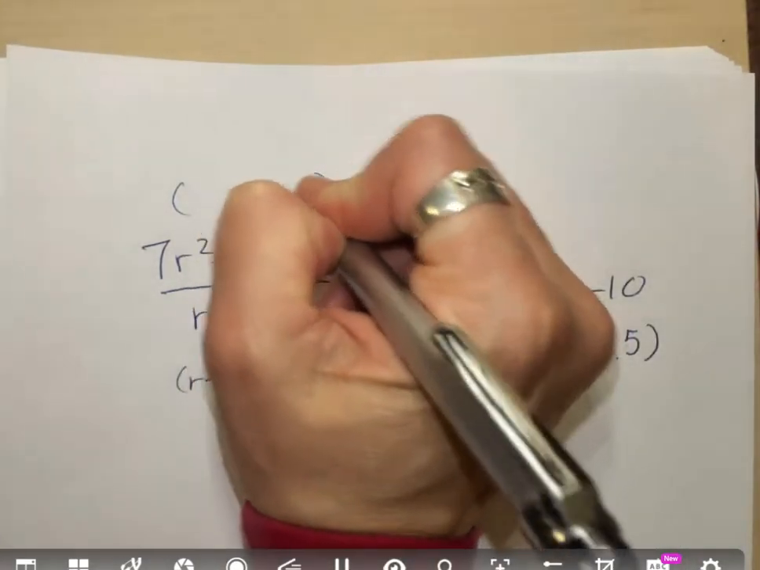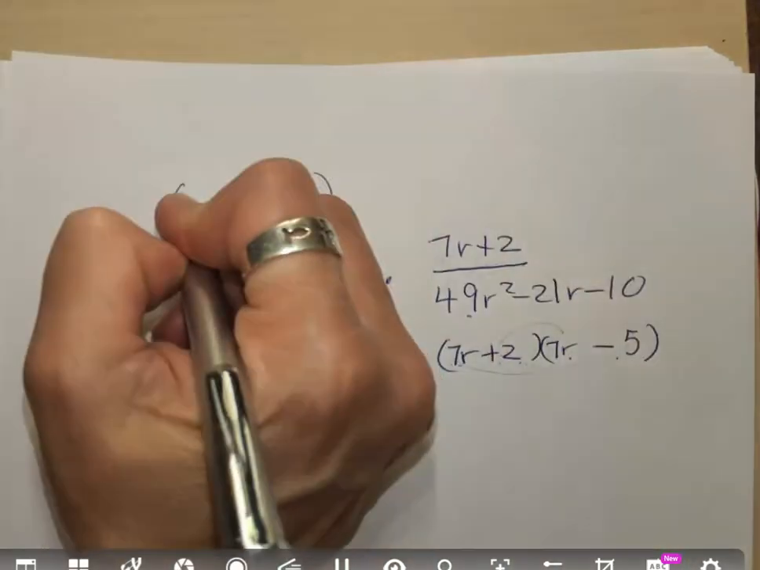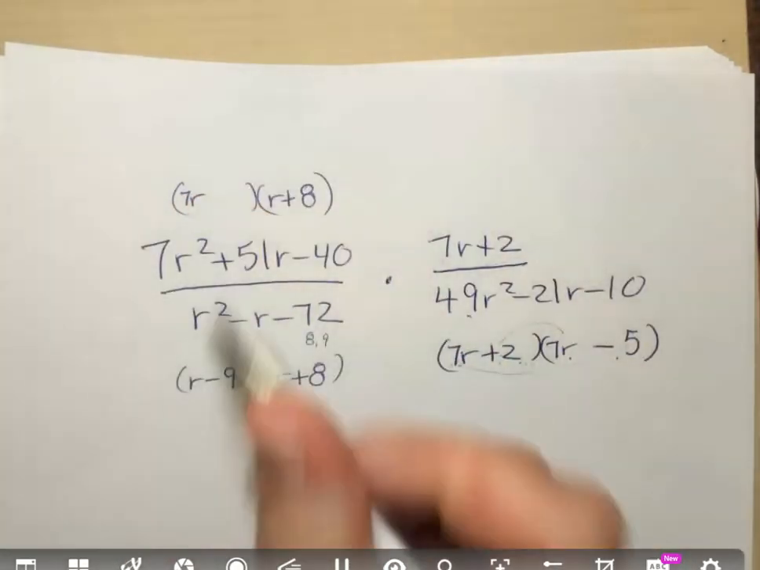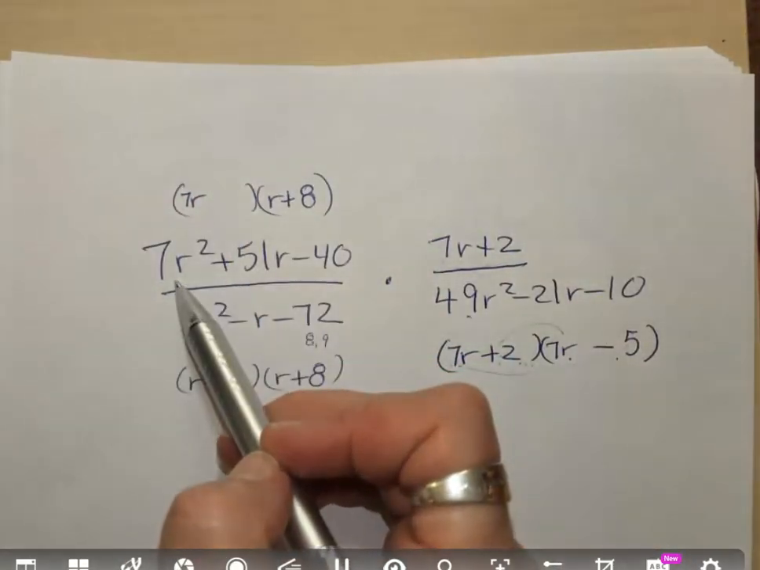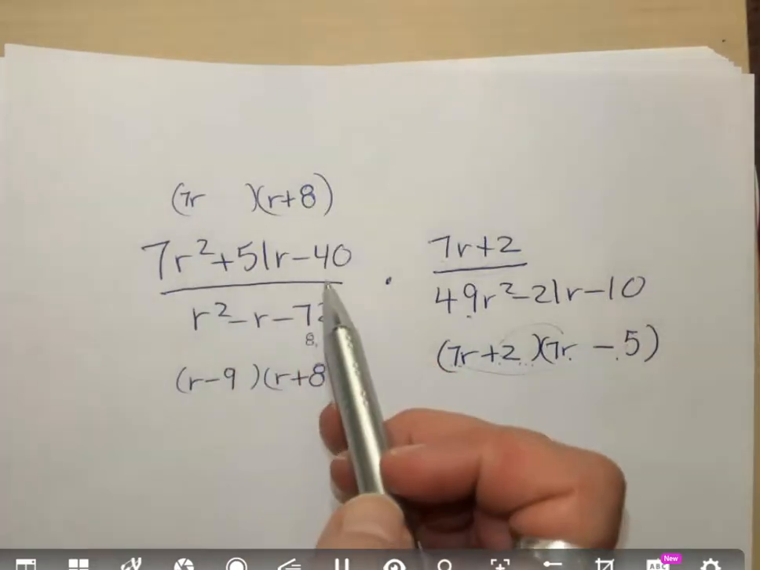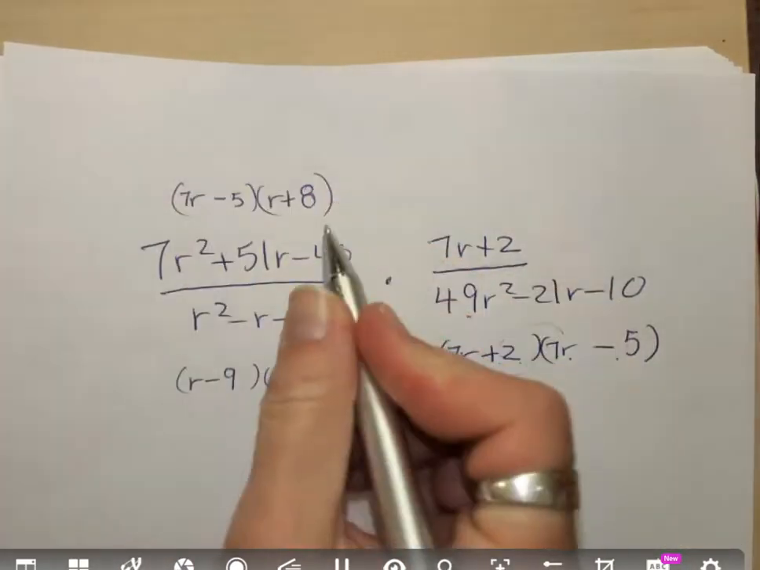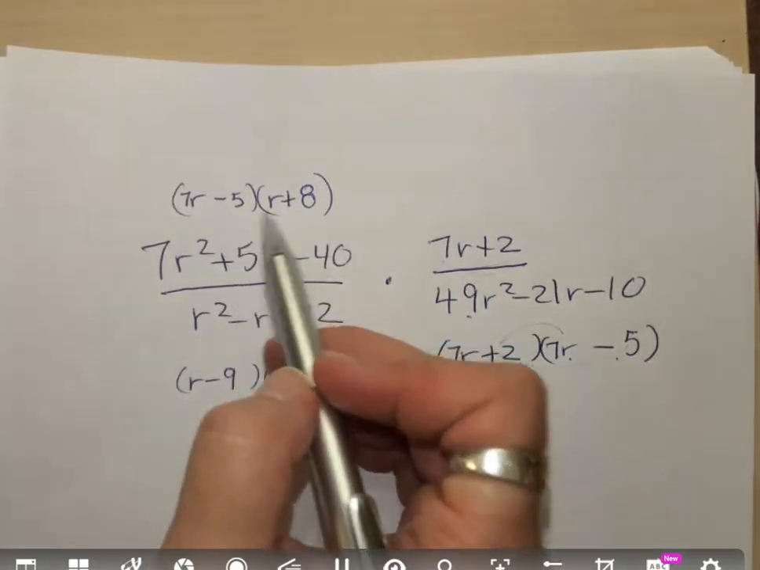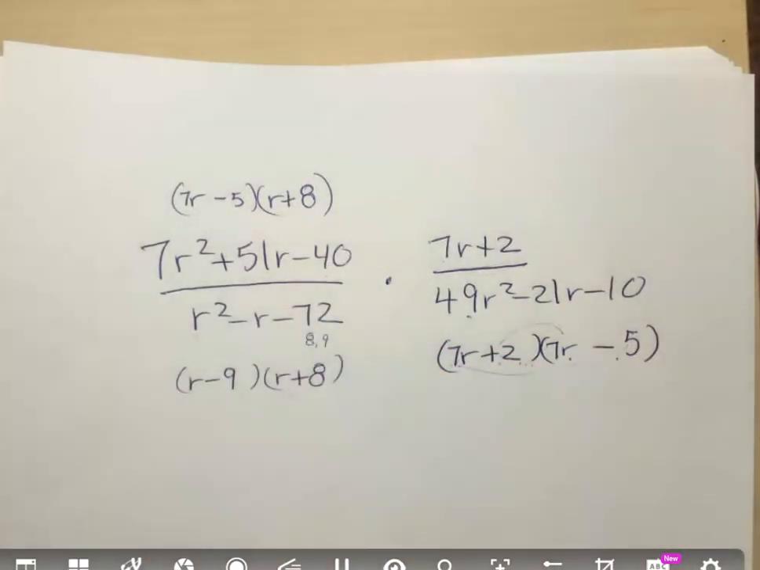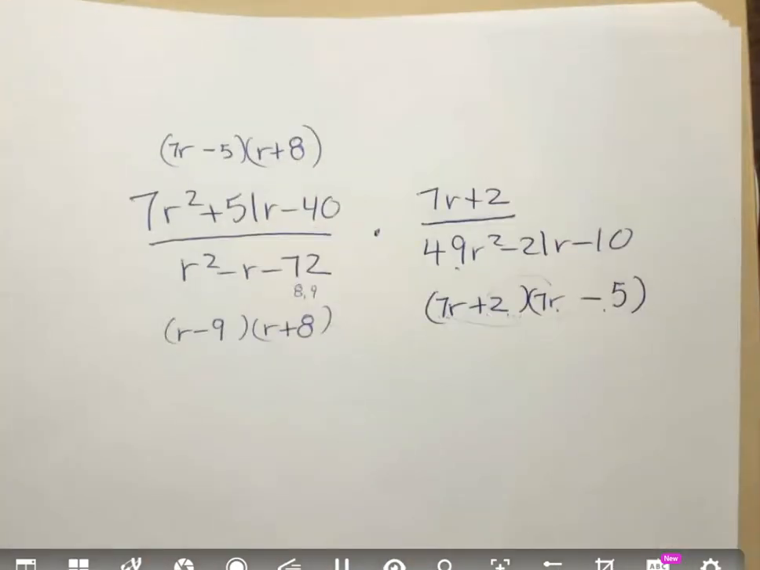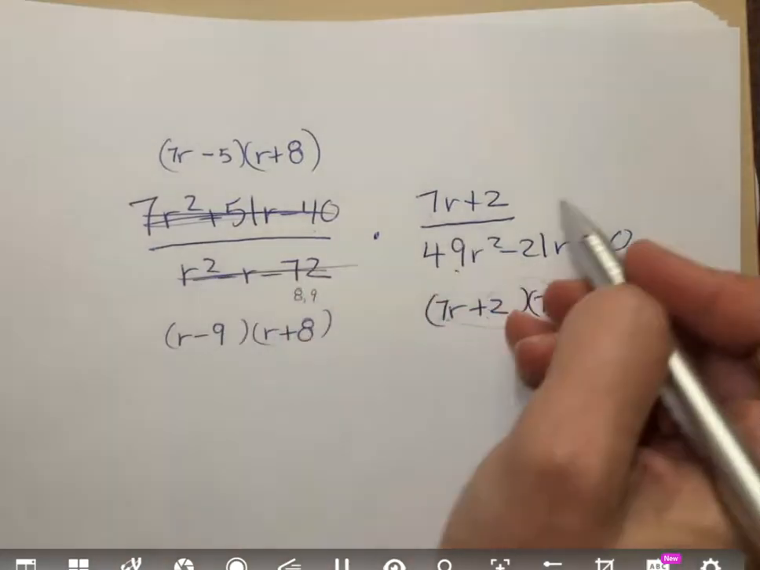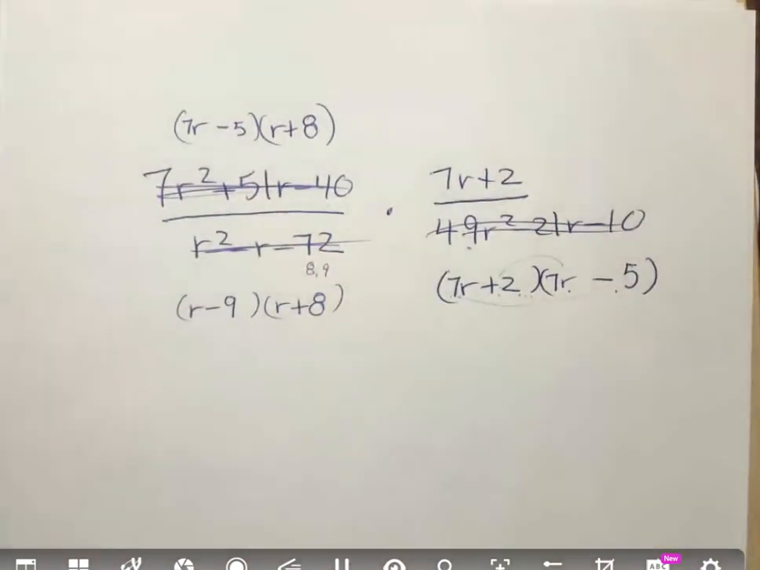So let's see if that can help me. If I have an r, then that needs to be a 7r. So 7r squared. And if I have an 8, I need a negative 40, so it's probably a minus 5. So let's see. 56 minus 5 is 51. Beautiful. So we have rewritten these as those.